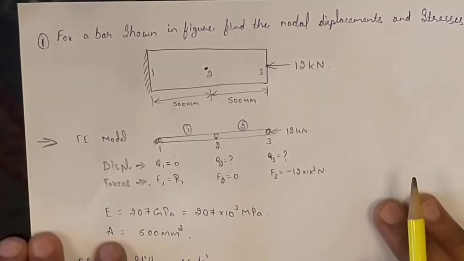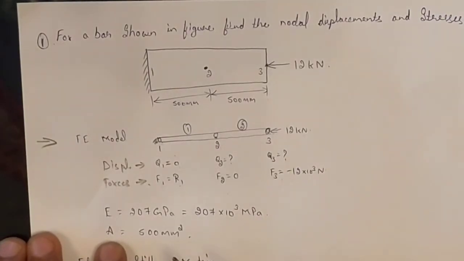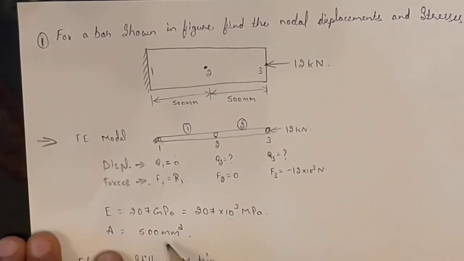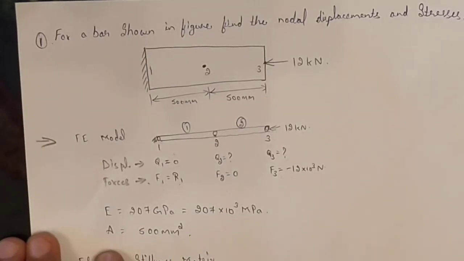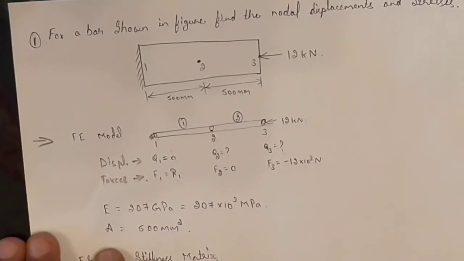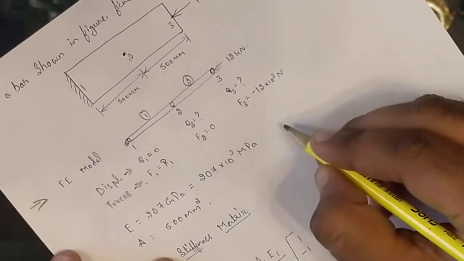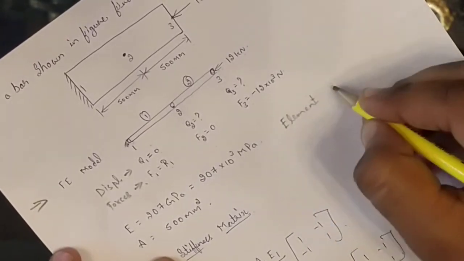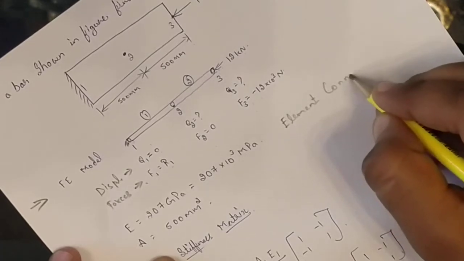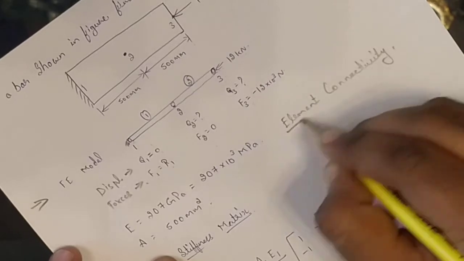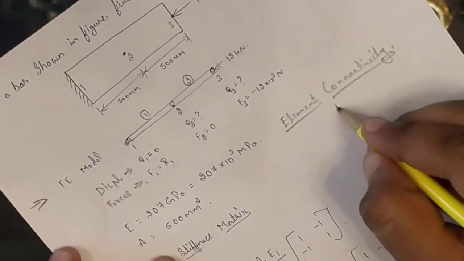Once you write this, the E is given in the question itself. E is equal to 207 GPa, that is 207 into 10 power 3 MPa, and A is equal to 500 mm square. Once you write this, write the element connectivity table. Just draw a table.